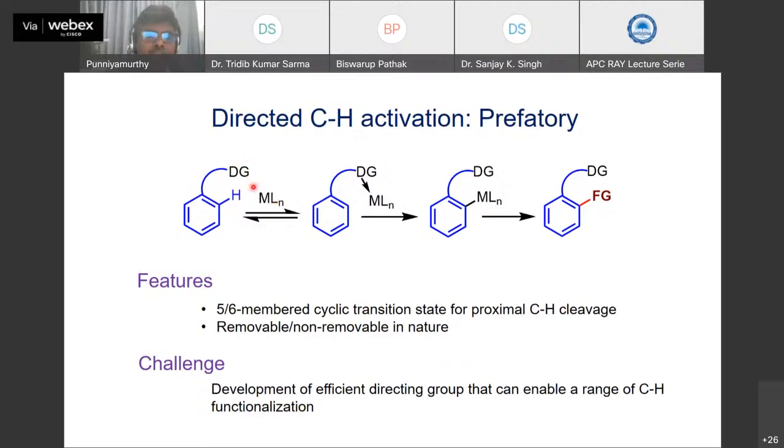It means the directing group should not make strong chelation, otherwise it will be a metal complex. It will stop there. It should be a weak chelating group, such that you can make chelation, activate the CH bond through cyclometallation. You make a carbon metal bond. What you do here, you break the bond between the directing group and the metal. Now you have here a carbon metal bond. So you have to have an appropriate directing group so that we will be able to make the carbon metal bond. Once we have this one, you can try to introduce a functional group.